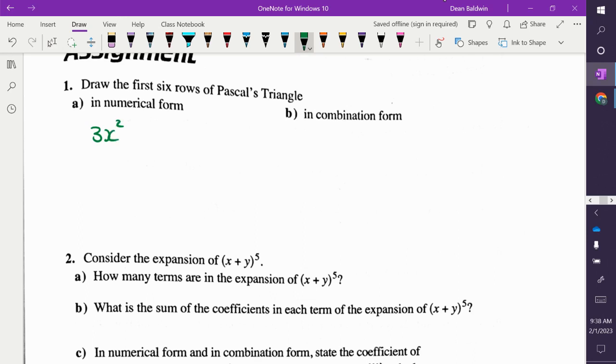3x squared minus 4. We'll just do it to the power of 2, so that it's not too big, okay? All right. There's no y there, but that's fine. The y is just sort of a placeholder for the second term, right? If you want to think about it, this is your x term, that is your y term.